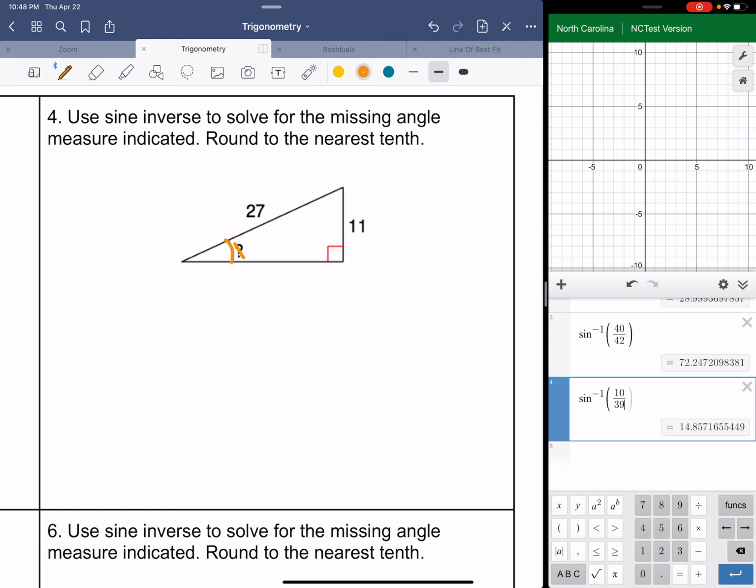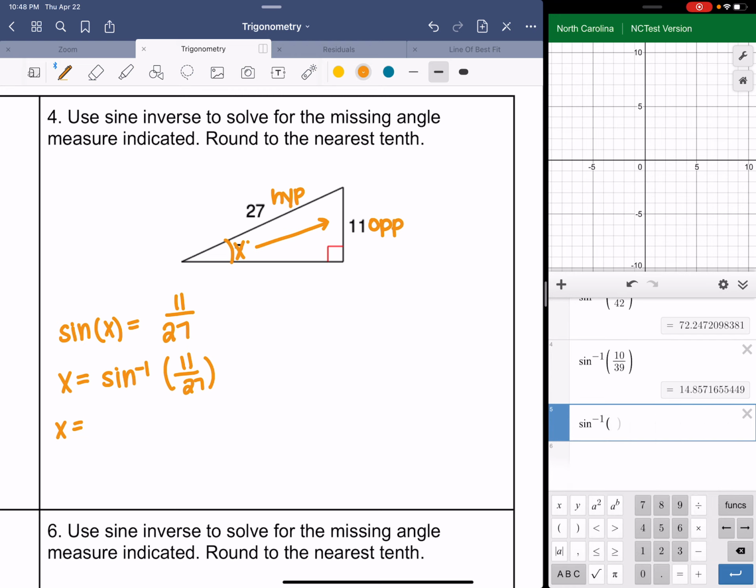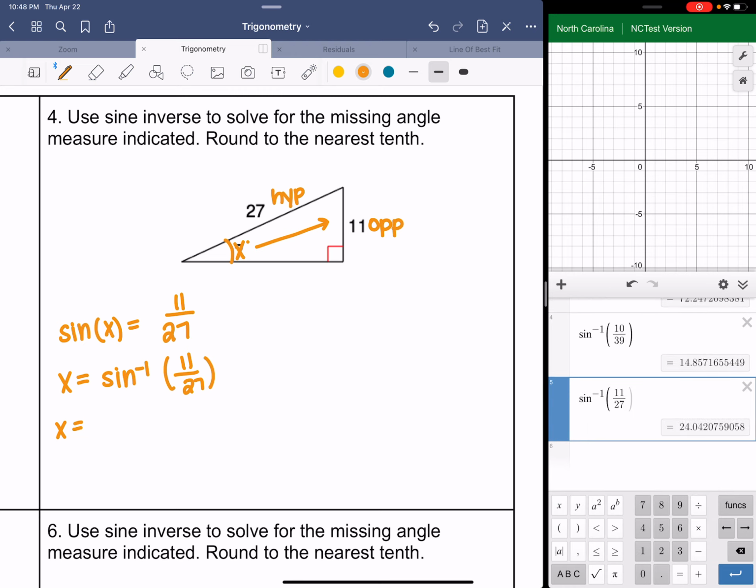All right, again, we have our angle x here. We have the opposite and the hypotenuse. So sine of x is 11 over 27. So x is sine inverse of 11 over 27. All right, let's see what that gives us. I got 24.04, so 24.0 degrees.